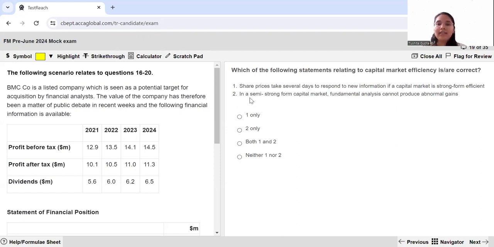Moving to the second one, it tells you in a semi-strong form capital market, fundamental analysis cannot produce abnormal gains. According to the theory that we have studied when it comes to these forms of market efficiency, in a semi-strong form efficient market, fundamental analysis will not be able to give you abnormal gains. Only having insider information can give you abnormal gains. So over here, statement 2 is absolutely correct.